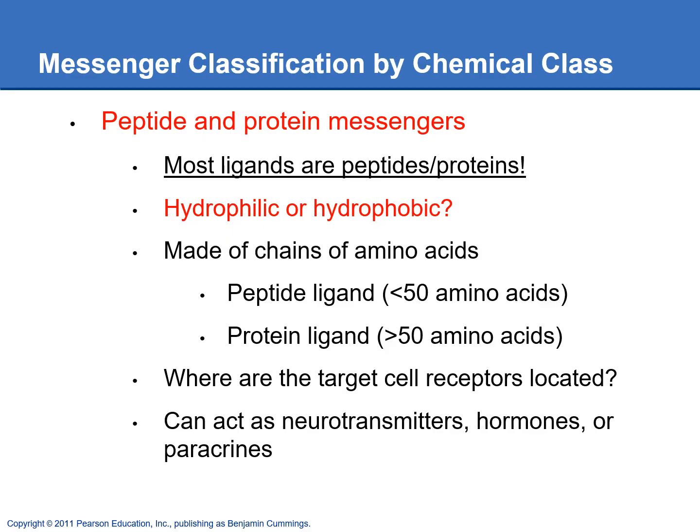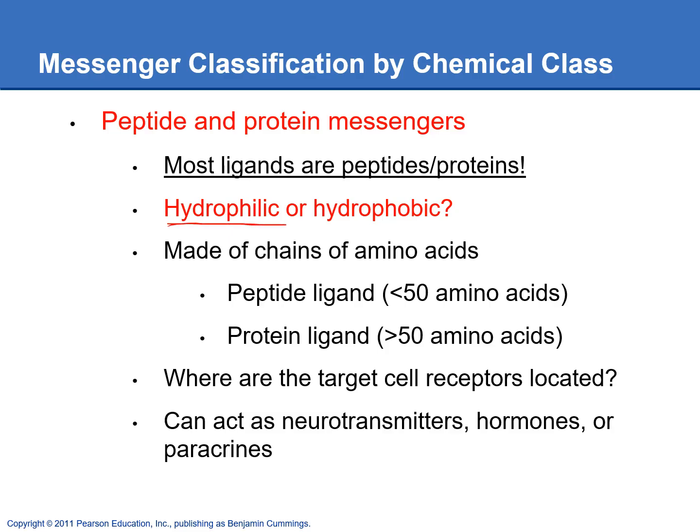All right, and then we get to our peptide and protein messengers. So out of our chemical classes of messenger, this is the biggest group. So if you're not sure what the chemical messenger is made out of, protein is a pretty good guess because there's a lot of protein chemical messengers. And because proteins are made of amino acids, they are hydrophilic.